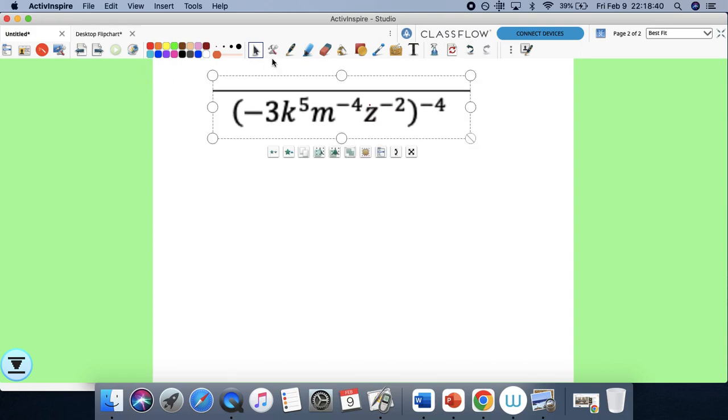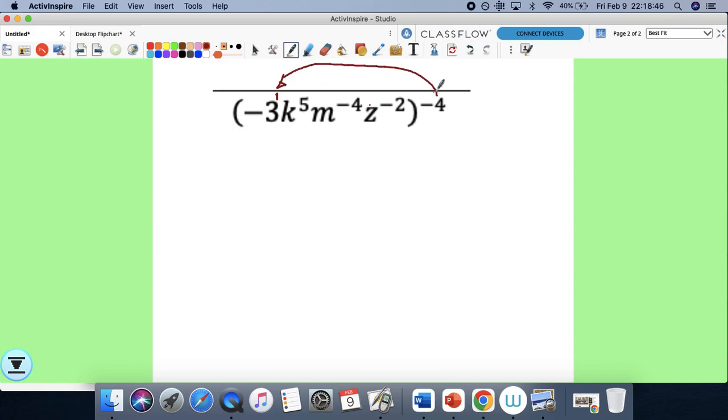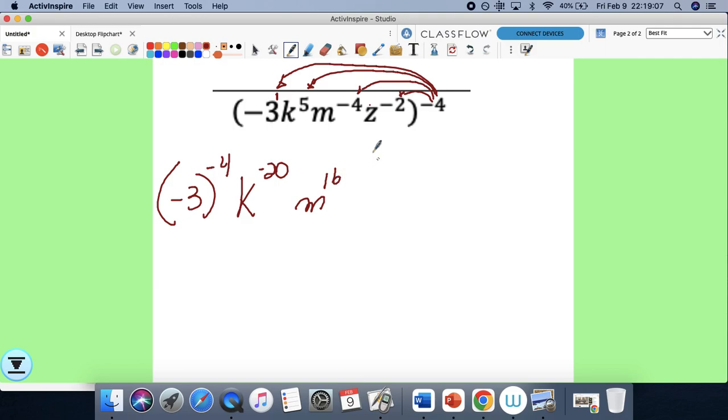Okay, same thing, right? So take this exponent and then let me put a 1 here. Take that exponent and raise everybody inside the parentheses to the negative fourth power. So it's just much easier to think distributed properly. Okay, so negative 3 to the first power, 1 times negative 4 is negative 4. So I'm going to write it like this. The k to the fifth power times negative 4 is negative 20. The m, negative 4 to the negative 4 is 16, and z to the positive 8.